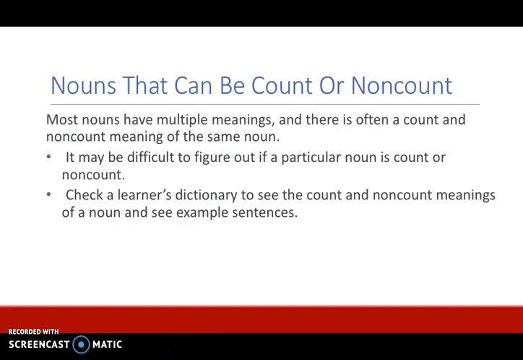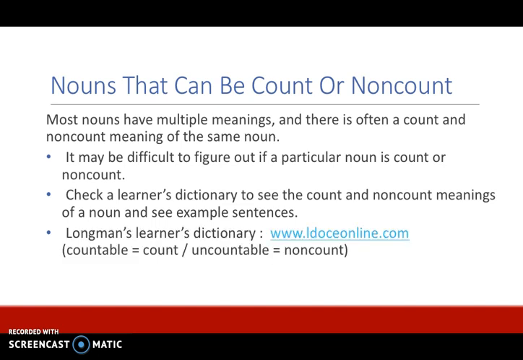Most nouns have multiple meanings, and there's often a count and non-count meaning of the same noun. So it may be difficult to figure out if a particular noun is count or non-count in that context. So I recommend that you check a learner's dictionary to see the count and non-count meanings of a noun and see example sentences. If you're not sure, you can always check a learner's dictionary for this.